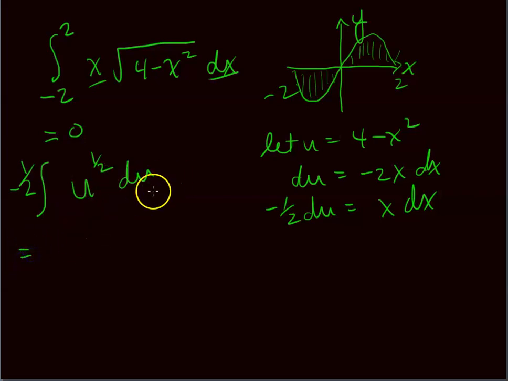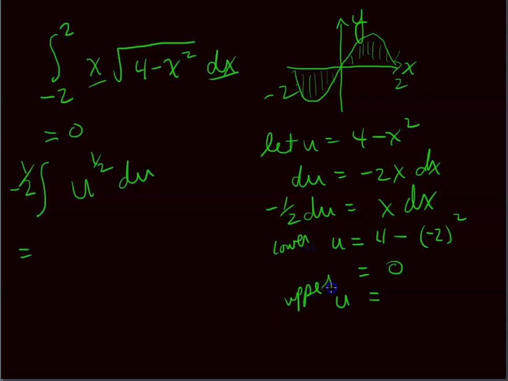So, for the integral, we need the limits of integration. The lower limit is 4 minus negative 2 squared. So it's really 4 minus 4, or 0. This is the lower, this is the upper. So it is 4 minus 2 squared, which is also 0. And the integral from 0 to 0 is pretty easy to calculate. It's 0. So you may not know this is symmetric, but if you do a substitution and you get something like this, this is always 0, because you can't have any area under that curve.